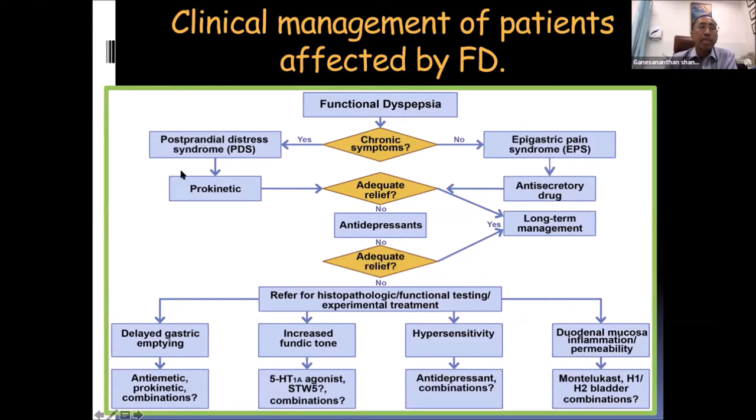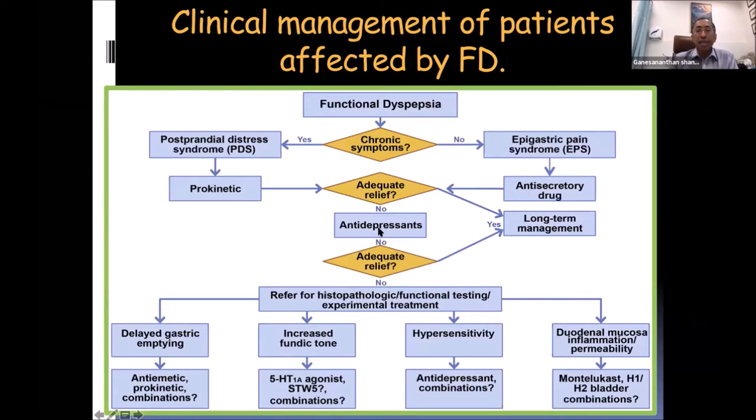If you have postprandial distress syndrome, use a prokinetic agent. If you have epigastric pain syndrome, use an anti-acid drug like H2RAs. Don't use ranitidine at the moment because it's been withdrawn. Use H2RAs or a good PPI in your patient. And again, follow up this patient and see adequate response. You must watch your patient and see the response to therapy.